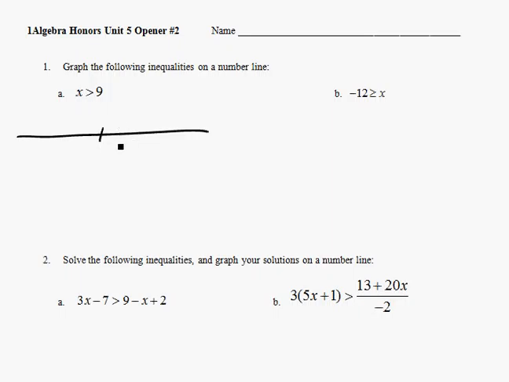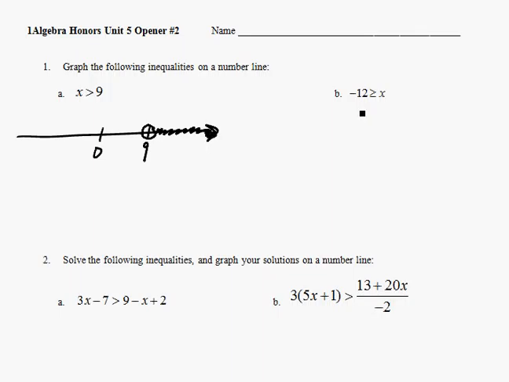The values of x that are greater than 9 would be the values of x to the right of 9 on a number line. And since 9 is not greater than 9, we would put an open circle at 9 and then shade all of the values to the right.